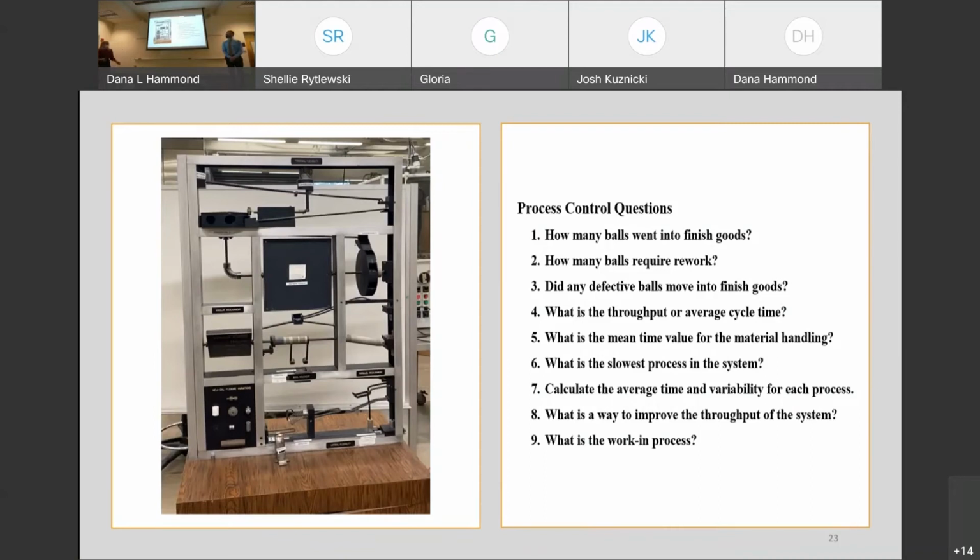Another big one is doing calculations, like calculating the average time and variability of each process. That takes multiple takes because you just have a video, so you have to go through and make sure you're statistically getting enough information to be able to have an average time.